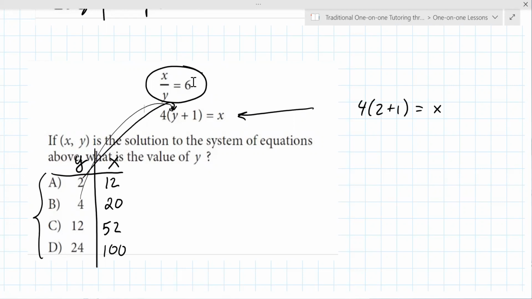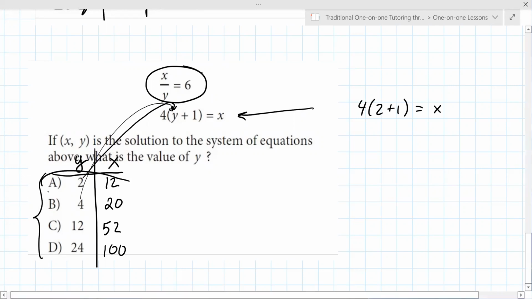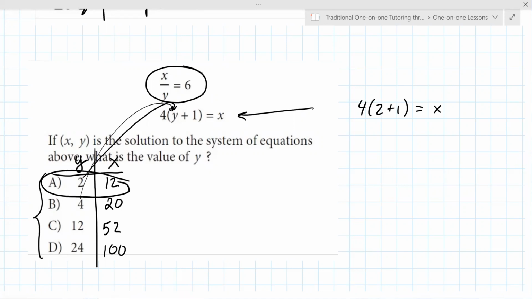It's definitely A. I agree. Yep. Very good.